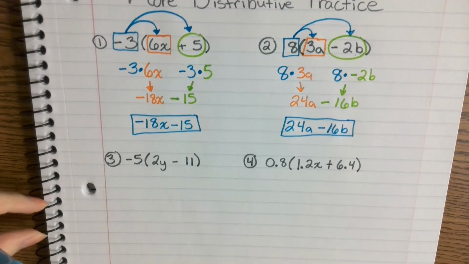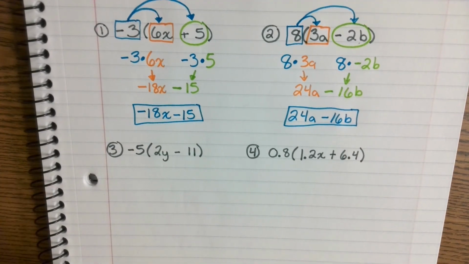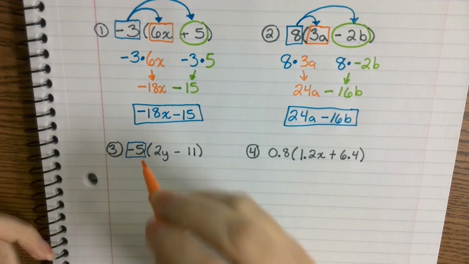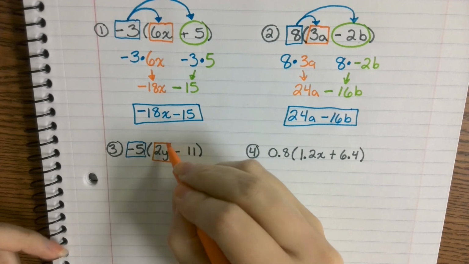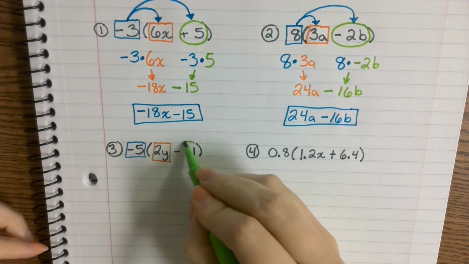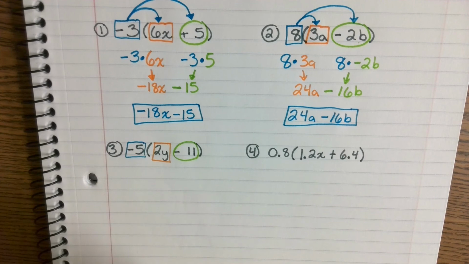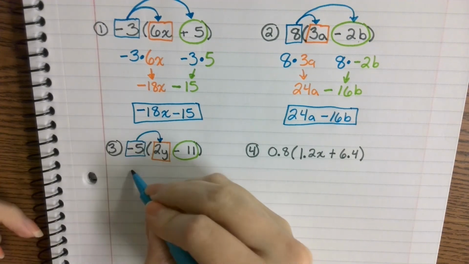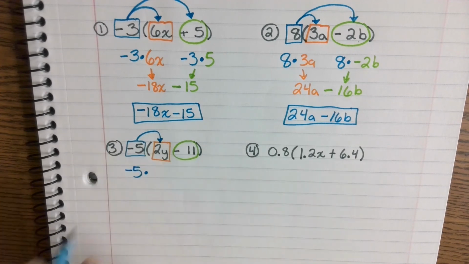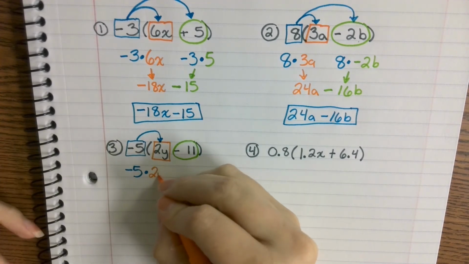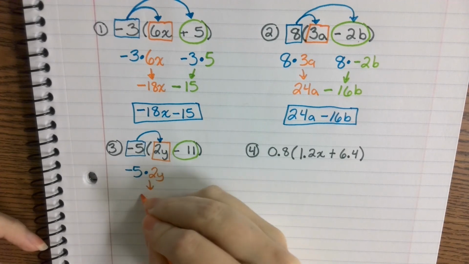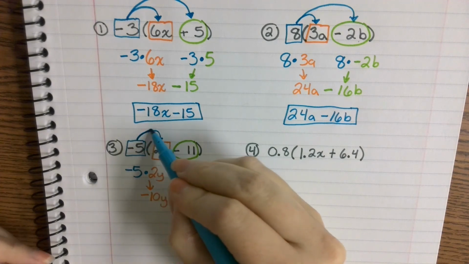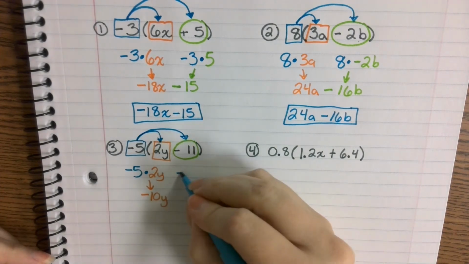Okay, problem number 3. We're going to take the negative 5 that's on the outside, and we're going to multiply it to that 2y and to that negative 11. That minus 11 acts like a negative sign. So negative 5 times the 2y is going to give us a negative 10y. Then we're going to have negative 5 times negative 11.